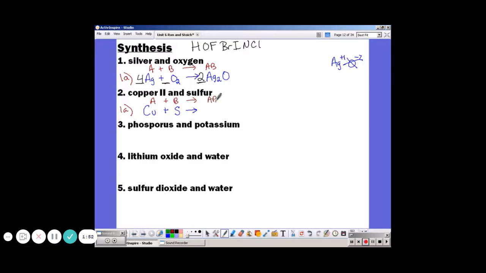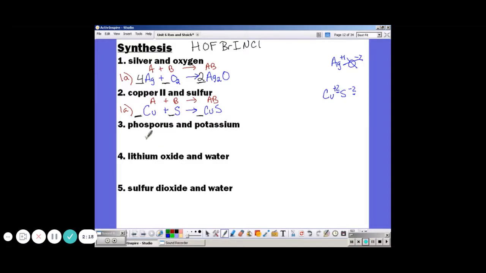So I need to cross my charges. This is where the Roman numeral comes into play. So Cu plus 2 and S is minus 2. Well, because they have the same numbers, they reduce to CuS. To balance it, 1 copper, 1 copper, 1 S, 1 S, it's balanced.